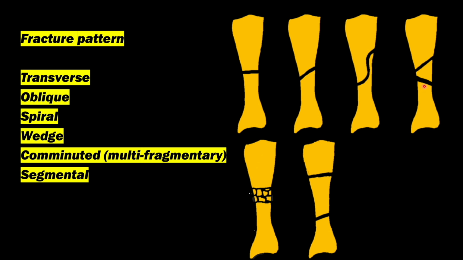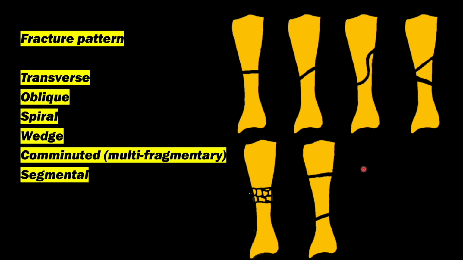Then there can be a wedge fracture. Why? Because you see there is a wedge fragment, this one lying at the fracture site. So this is a wedge fracture. Then there can be comminuted or multi-fragmentary fractures. There you see there are multiple fragments at the fracture site, which is known as comminution. So this is a comminuted fracture. And this is a segmental fracture. Why? Because there is a complete free segment of the bone at the fracture site.